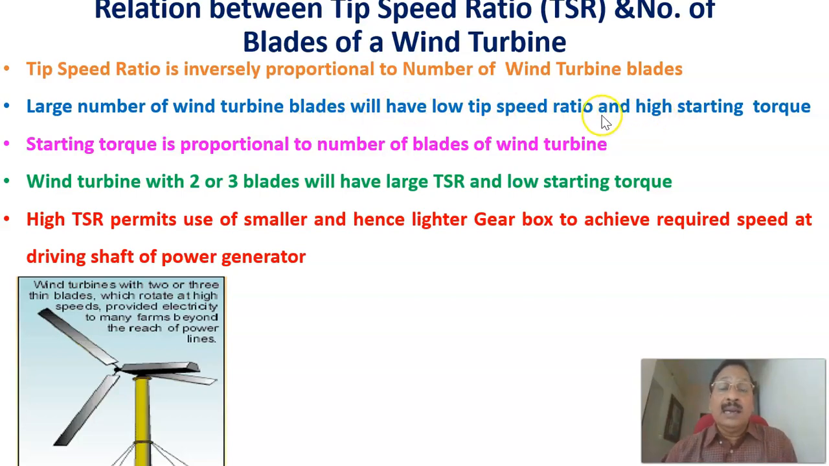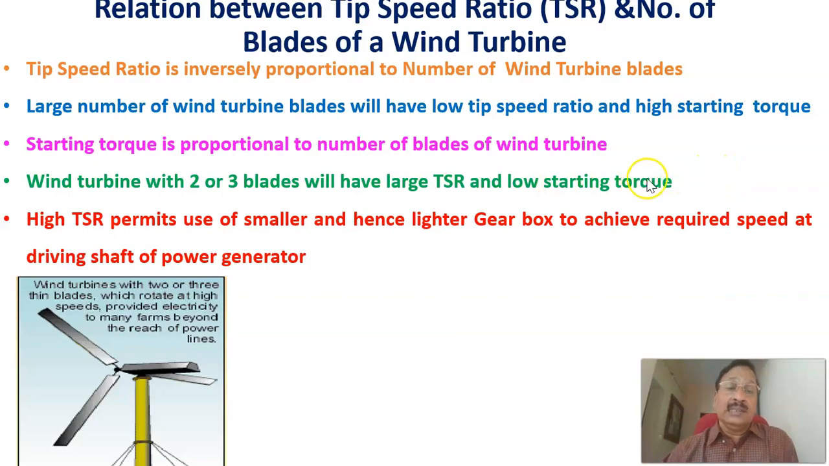If the number of blades is more, the starting torque will be higher. The starting torque will be large, but the tip speed ratio will be low. So the starting torque is proportional to the number of blades. Therefore, as the number of blades increases, starting torque increases, but tip speed ratio reduces. Therefore, a wind turbine with 2 or 3 blades will have a large TSR, since the number of blades is less. It will have a large tip speed ratio, but low starting torque.